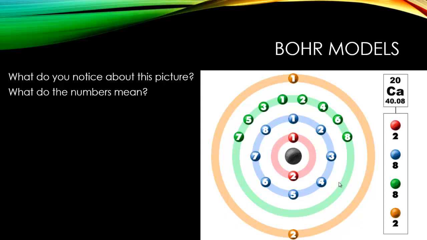Each of those numbers represents an electron, and calcium is element number 20, so that means it should have 20 electrons if it's neutral. So if you add up all those numbers there, 2 on the inside, 8 in the second ring, that's 10. Add another 8 for the third ring, that's 18. And add the 2 on the outside and you get 20. So this picture right there is representing the electrons in calcium, all 20 of them.